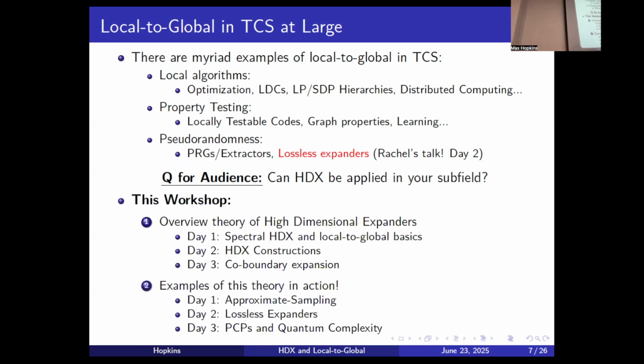Okay, briefly a workshop overview. I won't actually say that much because you can just look at the website. But roughly speaking, every day we've structured it so there's some development of tools and machinery. Today is spectral HDX and basic local to global ideas. The next day is constructions, and then we'll talk about combinatorial type expansion instead of spectral on the last day. Each day we'll also see applications in theory. Today, Markov chains, approximate sampling. We'll see these nice constructions, recent breakthrough on lossless expanders. And finally, the last day on PCPs and quantum codes and complexity.